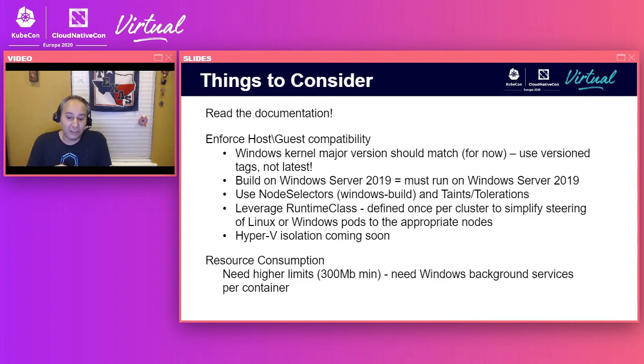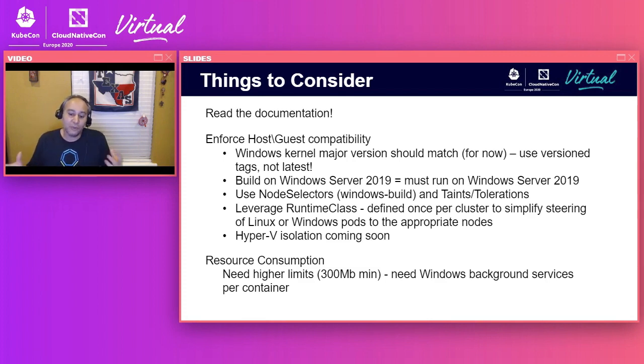And as of the last couple of releases, you can leverage runtime class, which you can define once per cluster to simplify the steering of Windows or Linux pods to the appropriate nodes. And in the other presentation I mentioned earlier, we'll also talk about Hyper-V isolation. What's that going to look like? And it's coming soon. We're working on that actively right now as a SIG.